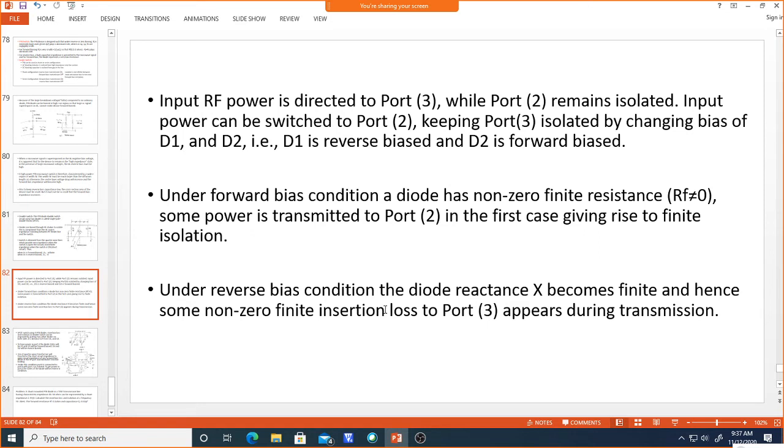Under the reverse bias condition, the diode reactance X becomes finite. Hence some non-zero finite insertion loss to port 3 appears during transmission. Whenever it is in the reverse bias condition, the diode reactance will be high. So this non-zero finite resistance at port 3 will give some insertion loss, which will be transmitted from port 1 to port 3. So that transmission will introduce some insertion loss.